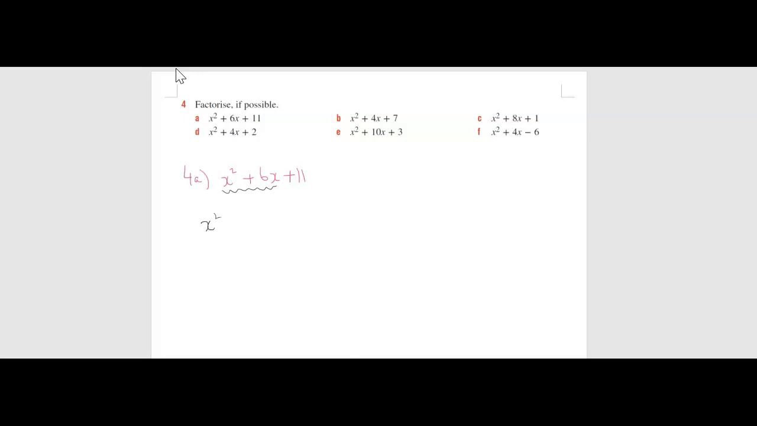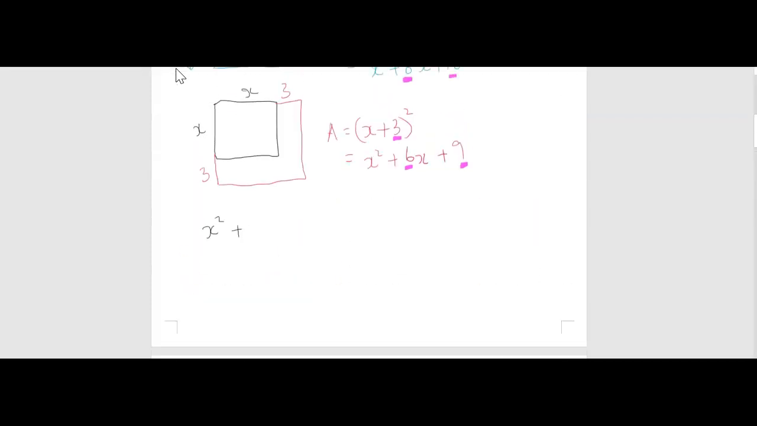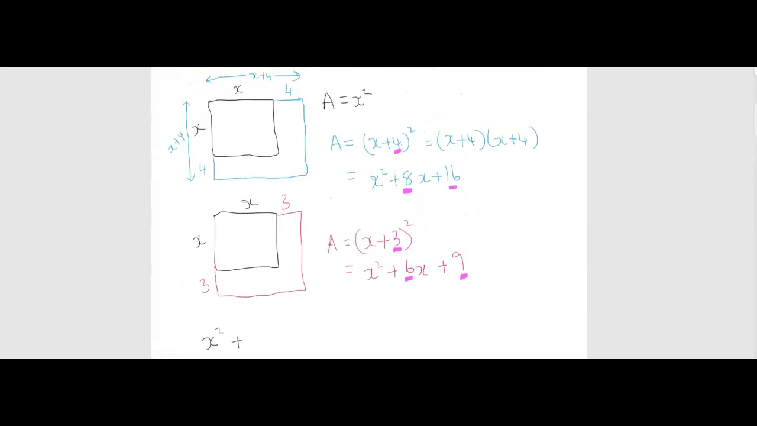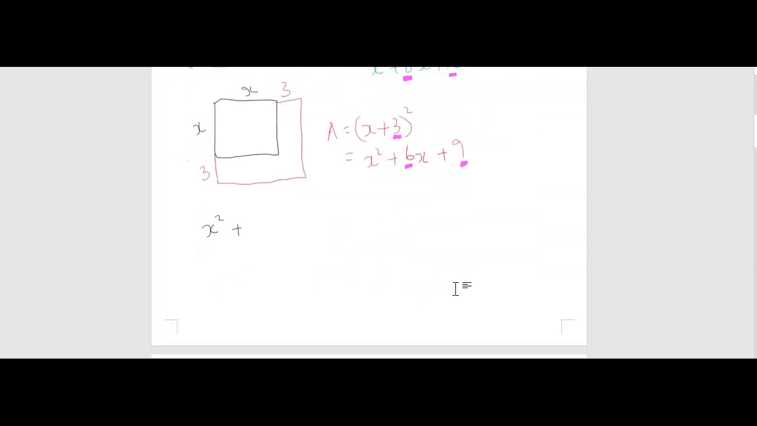So x squared plus 6x. What would I add to make that a perfect square? If you go back and think about what we did here, what was the relationship between the 4, the 8, and the 16? Basically I want to add something on to complete the square. So you can see we've got x squared plus 6x, which is what we're going to have in 4a. So we're going to add on 9.